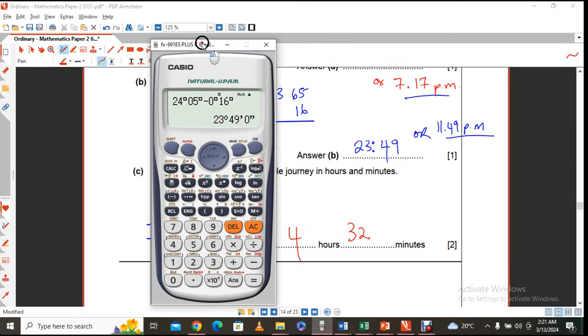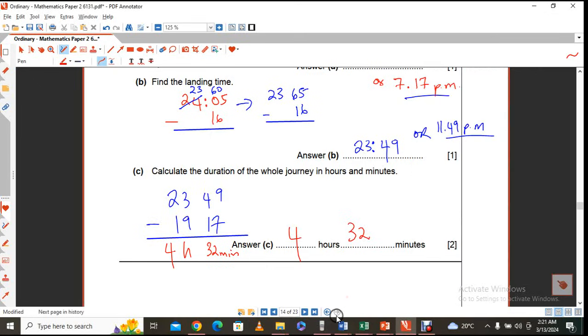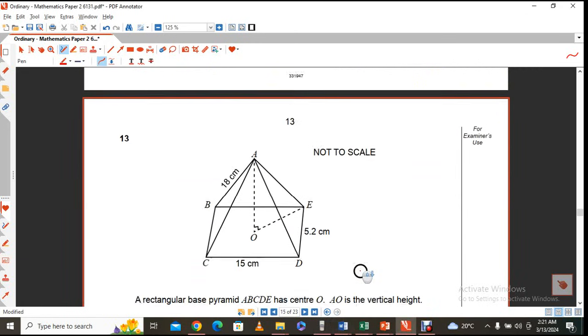Again, if I was to use my calculator, I would say 23 hours, 49 minutes minus 19 hours and 17 minutes. That is 4 hours and 32 minutes, no seconds. And then just go ahead and write it in the correct place. Good. We are now at question 13.